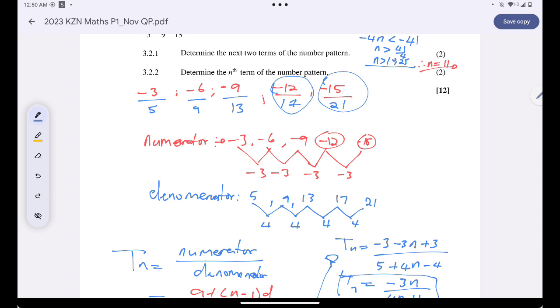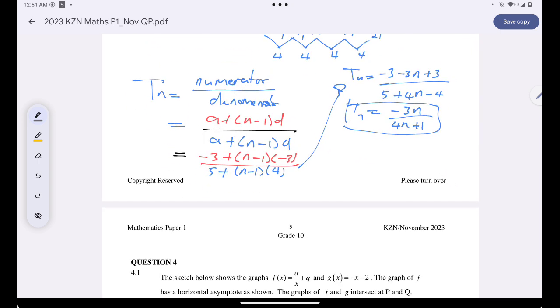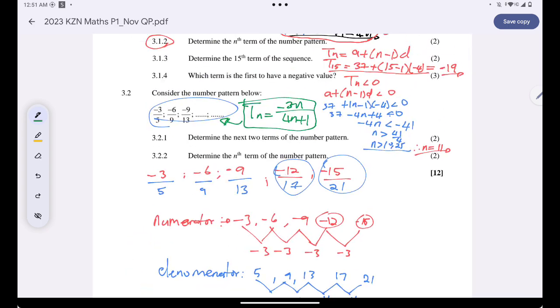If I'm given this kind of a sequence, this simply means that my Tn, in a different color, green, my Tn is negative 3n over 4n plus 1. This will generate all the terms of this sequence. That's how you go about answering the number patterns, guys.